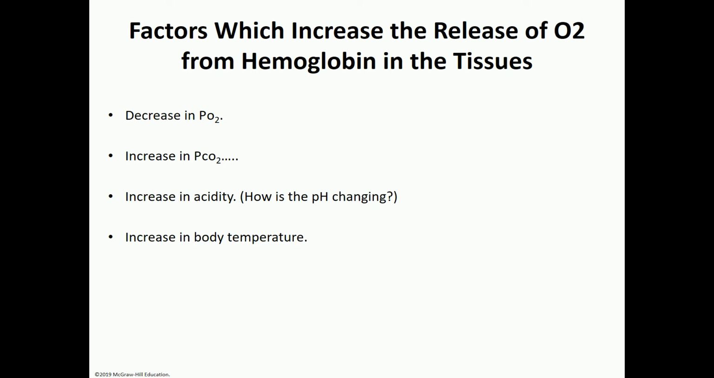Increase in body temperature. So when blood reaches areas of the body that have higher body temperatures, for example, if there's an area of an infection, the infected area usually has, remember the signs of inflammation, one of them was warmth. So that increase in temperature in the infected or inflamed areas also helps release the oxygen from hemoglobin.